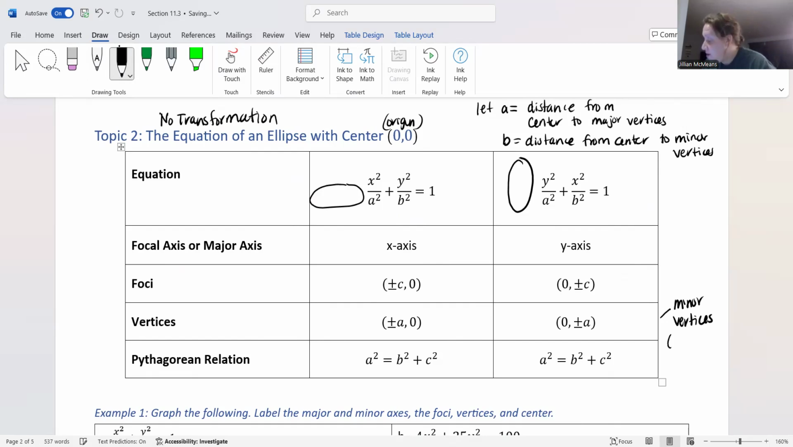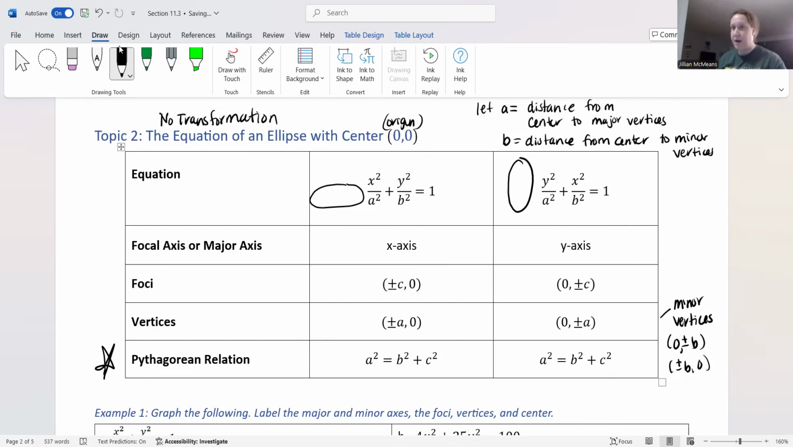They're going to be (0, plus or minus b) or (plus or minus b, 0), depending on where that major axis is. And then just please, you cannot forget the Pythagorean relation is a little bit different than what we're used to, okay? a is now the hypotenuse, b and c are now the legs. So you've got to understand all of this information and how it plays together.